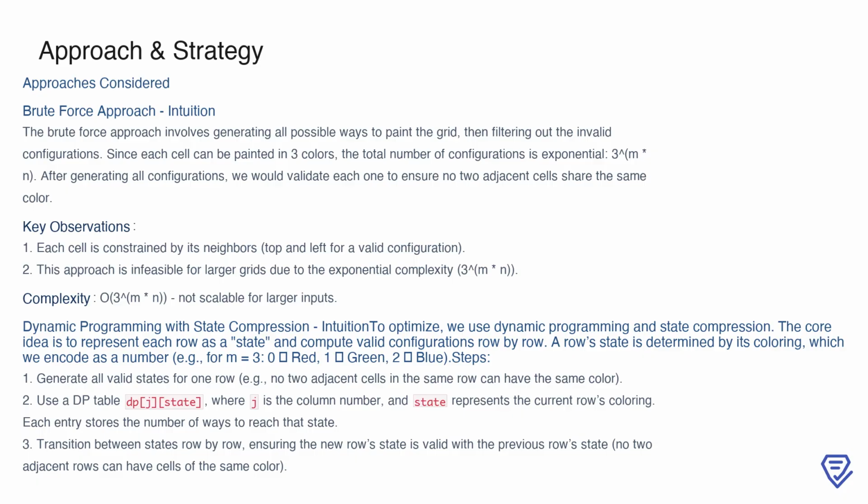Recognizing this limitation, we explored a more efficient approach: dynamic programming with state compression. The core idea here is to represent each row as a state based on its coloring and build valid configurations row by row. By encoding the colors of a row into a single number, we can systematically transition between states while ensuring validity. This approach significantly reduces redundant computations and offers a structured way to solve the problem.